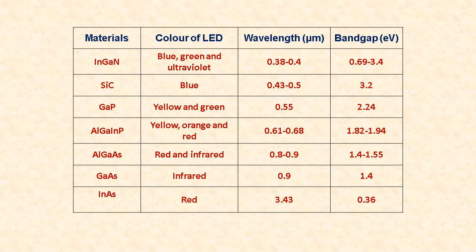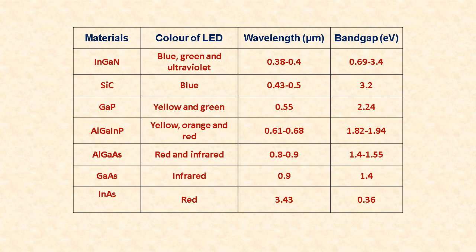The color of LED is blue, green and ultraviolet region, and wavelength is 0.38 to 0.4 micrometer and band gap is 0.69 to 3.4 electron volt. For silicon carbide, the color of LED is blue and wavelength is 0.43 to 0.5, band gap energy is 3.2. For gallium phosphide, the color of LED is yellow and green, wavelength is 0.55 micrometer, band gap energy is 2.24.